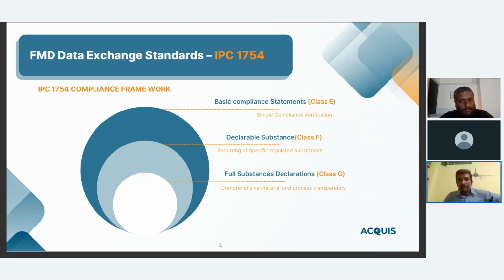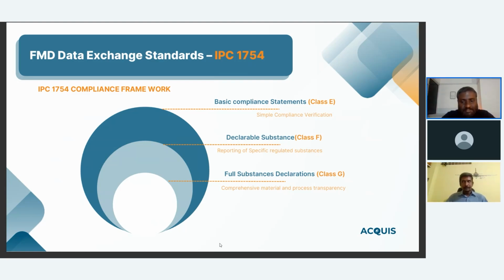But at class F, you need to report against the declarable substance list, saying whether those declarable substances are present or absent, right? You are specifying which of those declarable substances are in your product, right? But class G again is a homogeneous level breakdown of all the materials and substances your product is made out of, which is a more comprehensive declaration expected by the aerospace and defense industry. So that's where this IPC 1754 has been widely used.